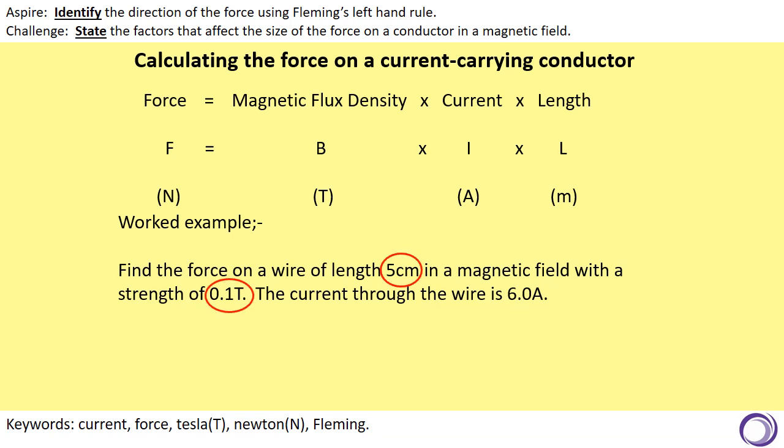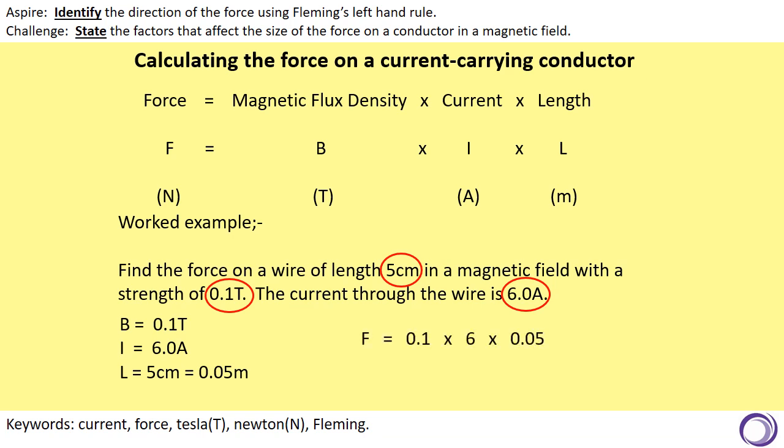We've got 5 centimeters, that's the length. 0.1 Tesla, that's B, the magnetic flux density, and the current is 6 amps. So I've written them down the side, that's good practice, and as I've done it, I've converted the length into meters straight away. So 5 centimeters, there's 100 centimeters in a meter, so you divide it by 100. It's 100 times smaller when we put it into meters. So now all we need to do is just to substitute into that formula.